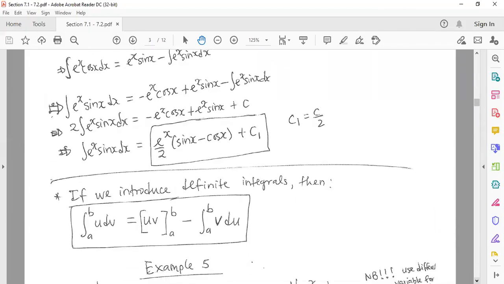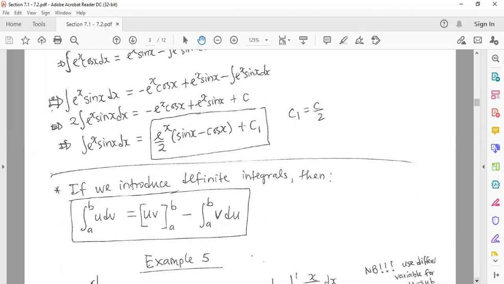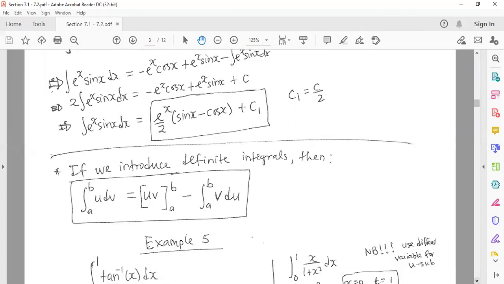Now we introduce what we call definite integrals. I've already mentioned what a definite integral is. It's when you have bounds. Definite integral means you have bounds, integral from A to B.